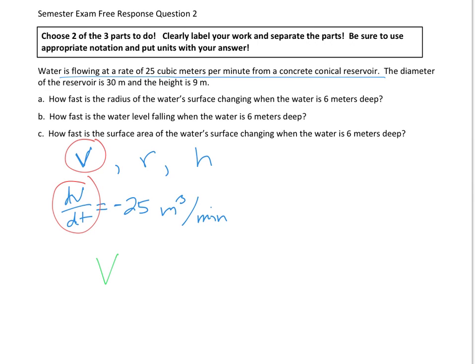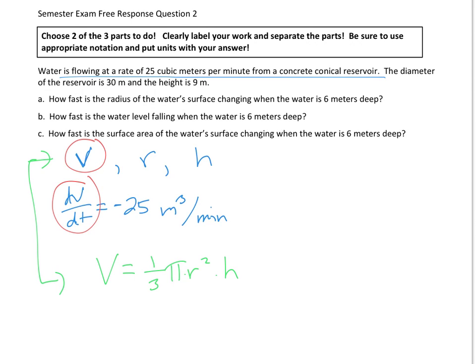Volume equation from geometry class for the volume of a cone is 1/3 pi times radius squared times height. So I'm looking at that equation, and I definitely have all the correct variables right here. So I've got volume, I've got radius, and I've got height. I need to really look at what am I looking for in terms of rate of change. So if I take a look at that, part A, we'll just start with part A.